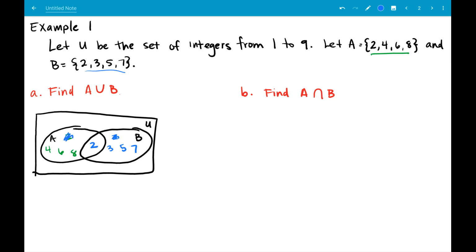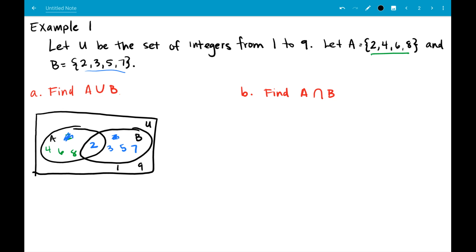So the union of set A and set B, which is what I'm trying to find here, is going to be everything that's in set A and set B. Now, I have a couple numbers that are not in either of those sets. Because U is the set of integers from 1 to 9, notice that 1 and 9 didn't belong to either set. So 1 and 9 get to hang out outside of the sets out here. They're still part of set U.